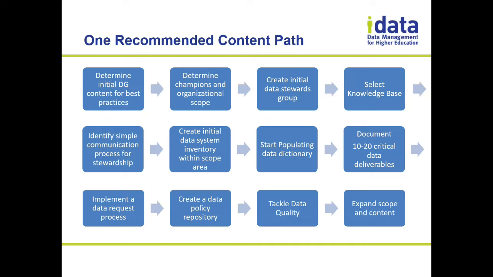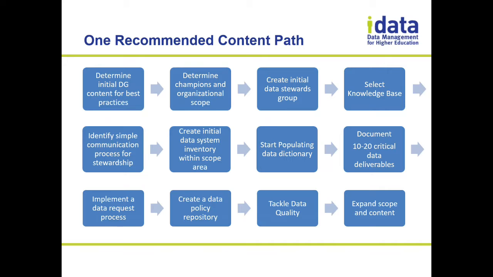Another place to really start is to pick 10 or 20 critical data deliverables of your institution, like maybe your fact books, or if you're focused on enrollment, certain enrollment reports. Document those data deliverables. As part of that, document the definitions within them, and that'll really help seed your data dictionary, and also create some content in your data deliverables repository. But focus on that, with some governance structure around it.